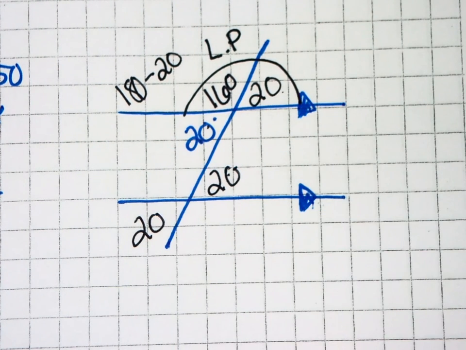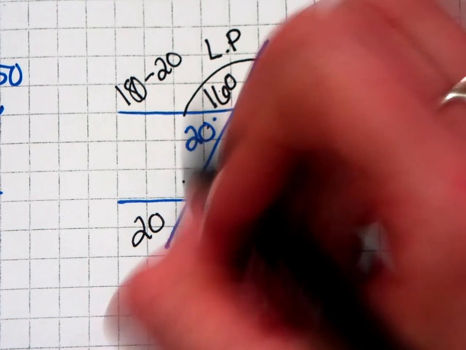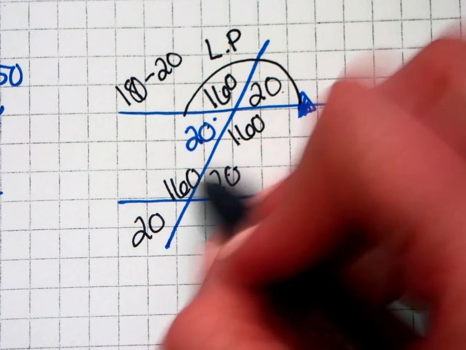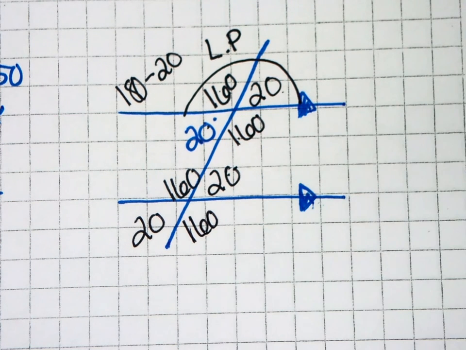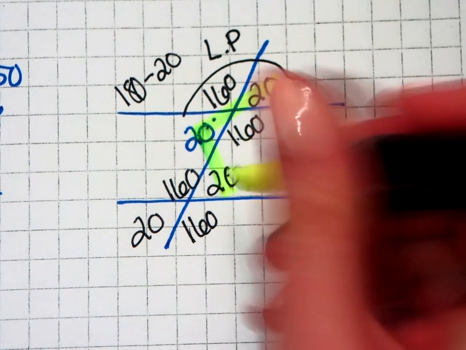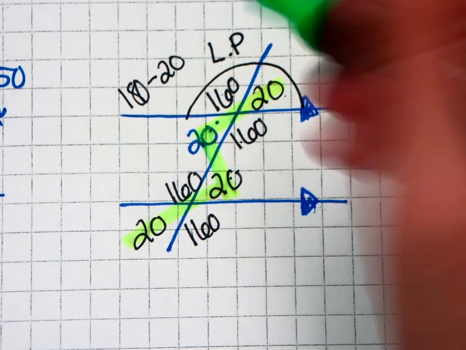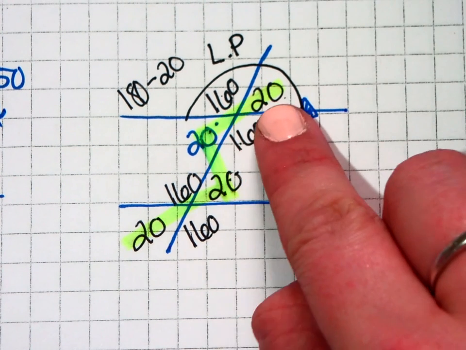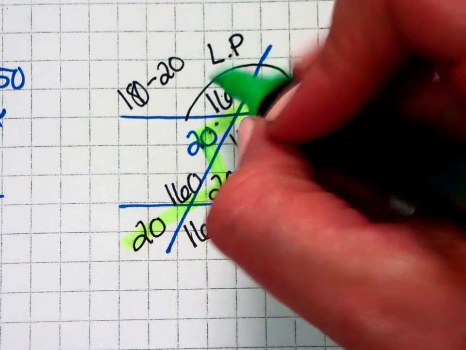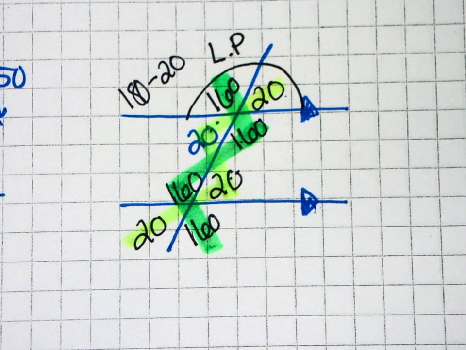I'm going to fill in all the other blanks. Vertical to 160 is down here. Alternate interior to 160 is here. And vertical to 160 is here. So notice how we just have a zigzag. And if you can't see it, it goes vertical, alternate interior, vertical. All those angles should be the same measure. The same pattern works on the other side. To find this number, we did 180 minus 20 to get 160, and then we used vertical, alternate interior, and vertical. So that's just a little shortcut. It's a little zigzag method to help you fill in everything.